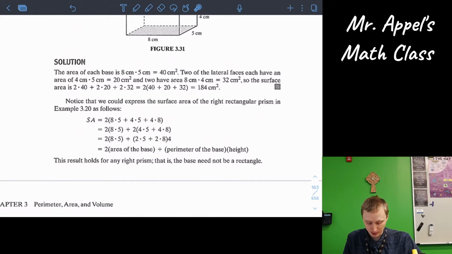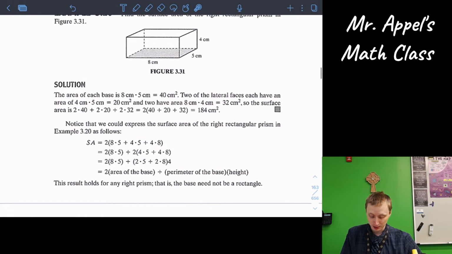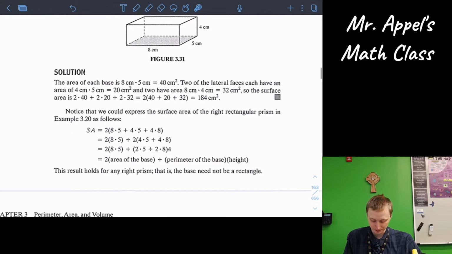So look what they did there. 2 times the quantity, 4 times 5 plus 4 times 8. We distribute that 2, and then we factored out the 4 instead, since we had the matching 4 there. Because the 4 was the height of the figure, and now 5 plus 5 and 8 plus 8 makes the perimeter around the top. So we get 2 times the area of the base for both bases, plus perimeter times height.